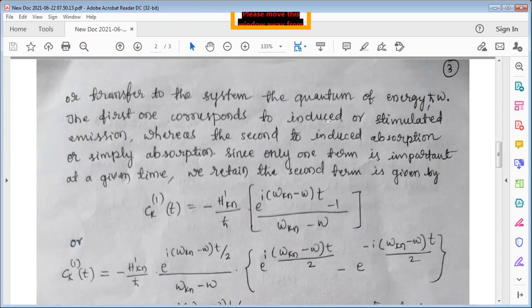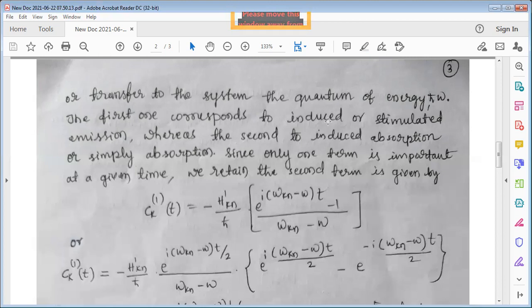So in order to make those transitions come down, some stimulus is needed, which we have to supply from an external agency. After taking that stimulus, those atoms will come down to the ground state. That is the meaning of stimulated emission. Whereas the second term corresponds to induced absorption, or simply absorption.